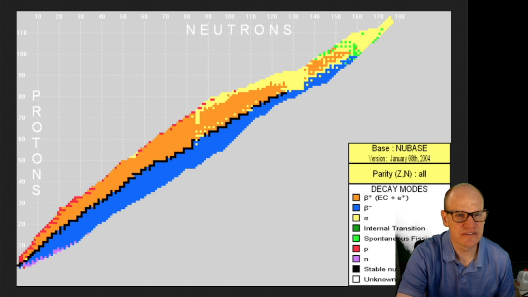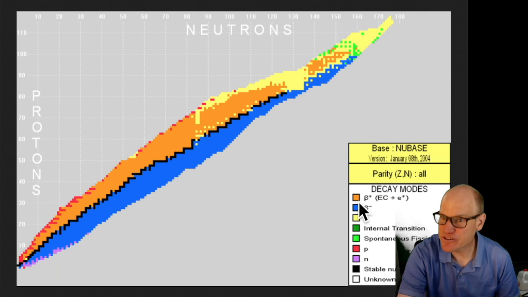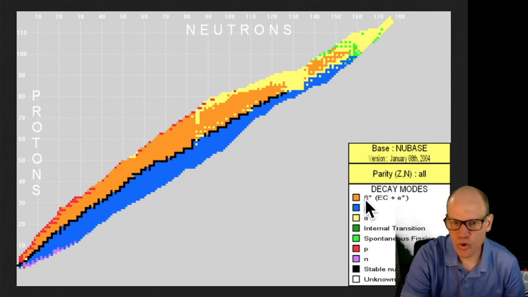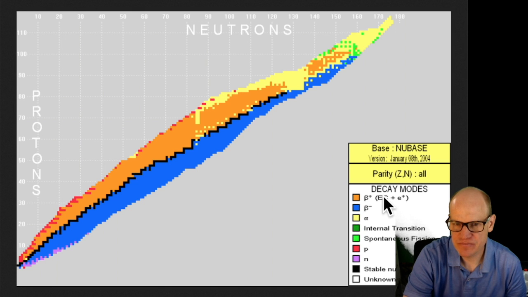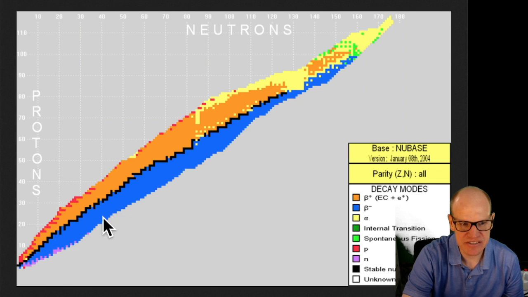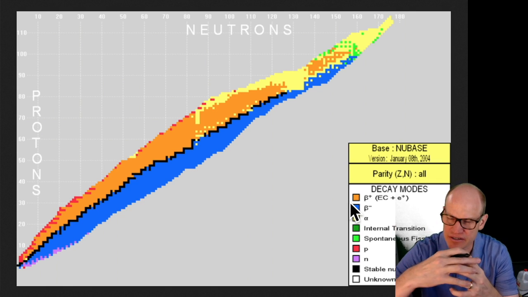Where is it? This one. So when it says decay modes beta plus, that is either you emit a beta plus, a positron, or you electron capture. That's where you steal an electron from the environment. This beta minus, which is over here, is where you actually emit an electron.